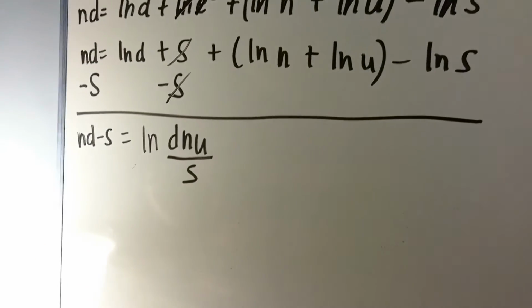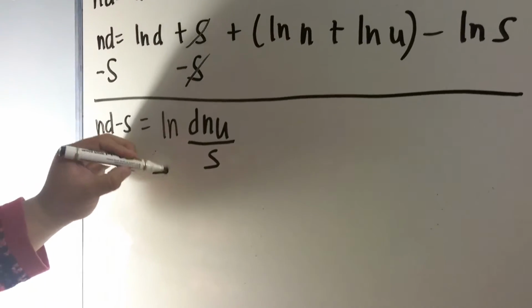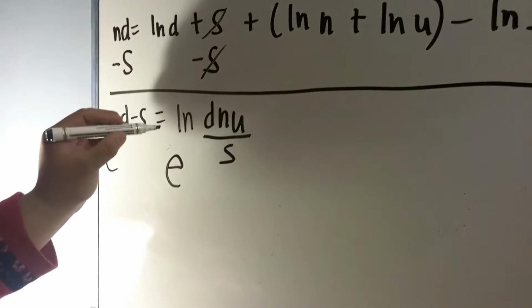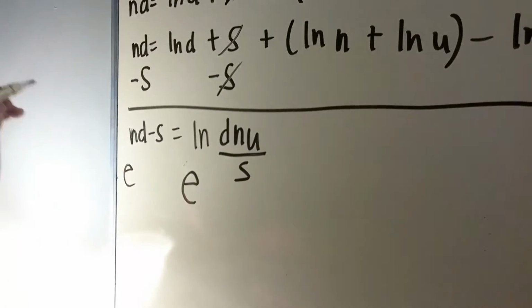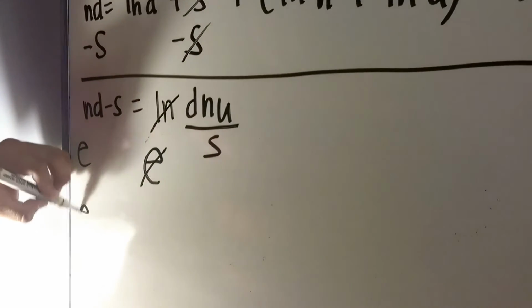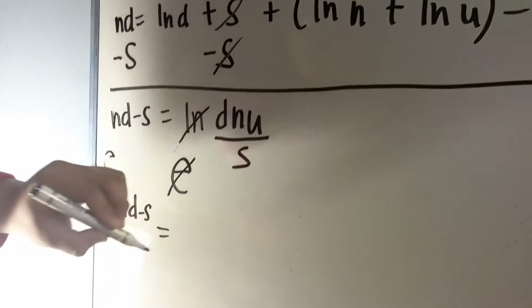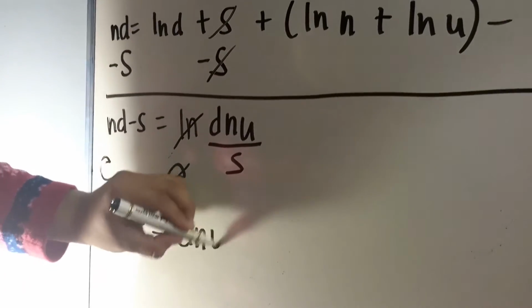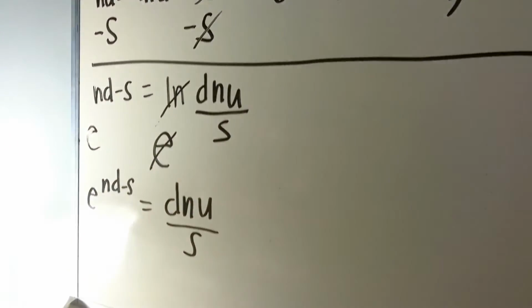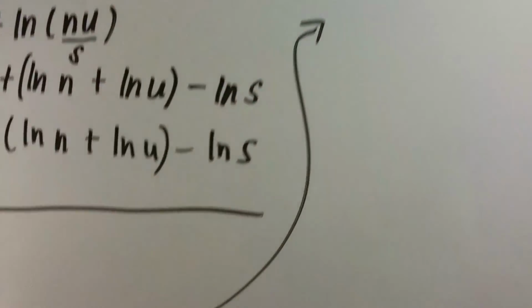Alright? Okay, so what we can do now is make our base e, just to get rid of this natural log, and we have no more natural log. So this e and this ln cancel out, and you'll be left with e to the nd minus s power equals d and u over s. Alright? Okay, so I'm just going to continue it over here.